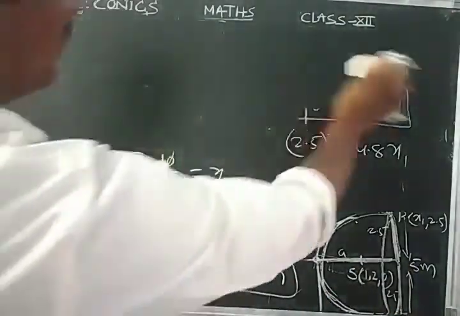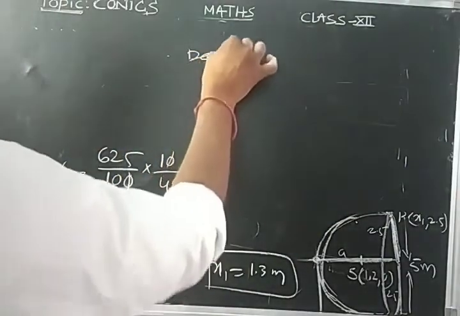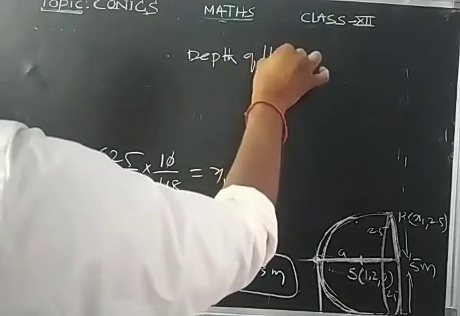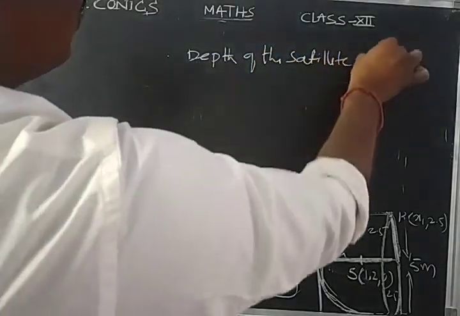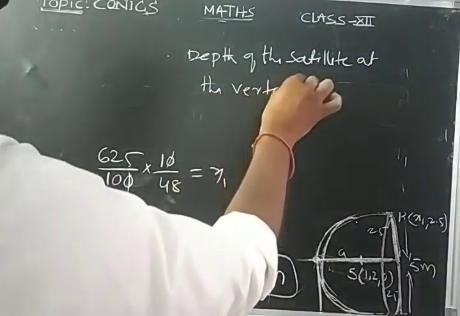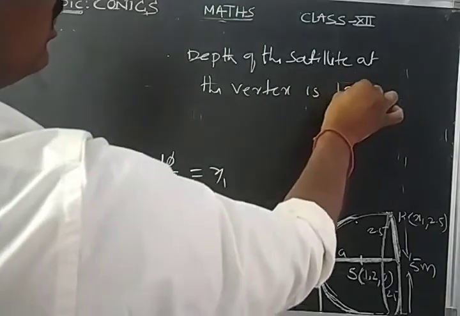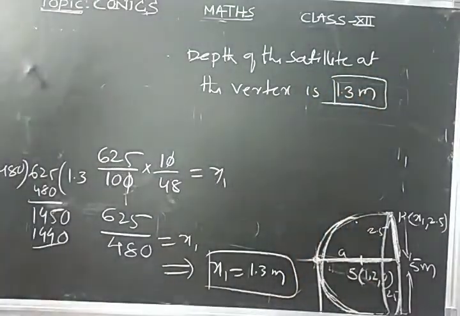Therefore you can write: the depth of the satellite at the vertex is 1.3 meters approximately. That's all. Thank you.